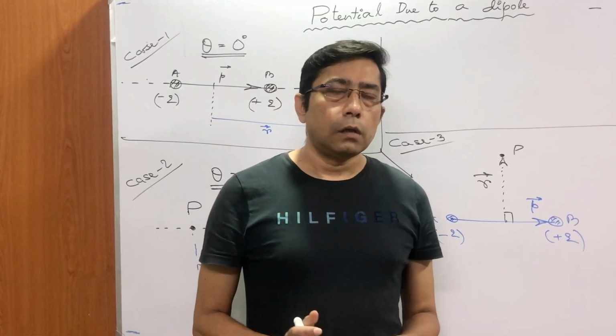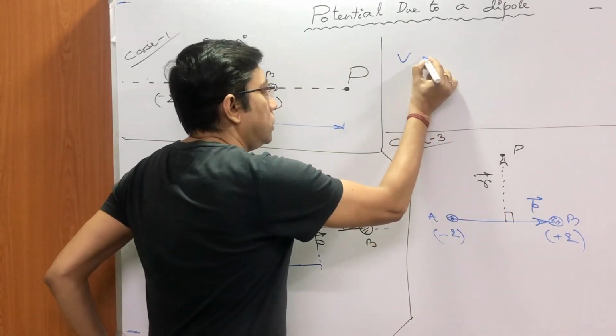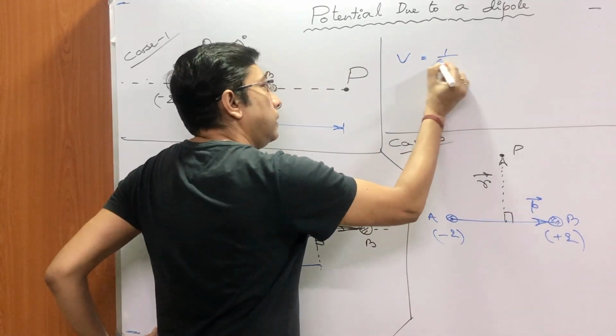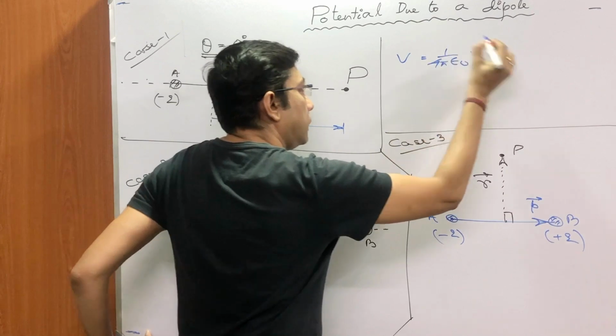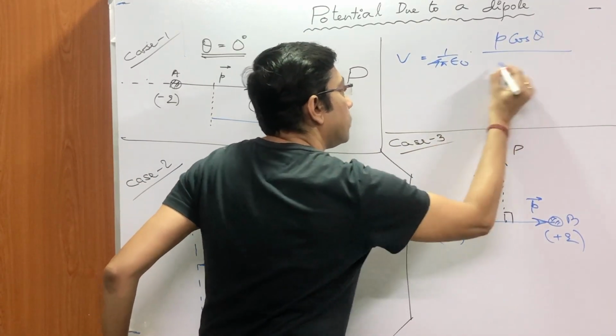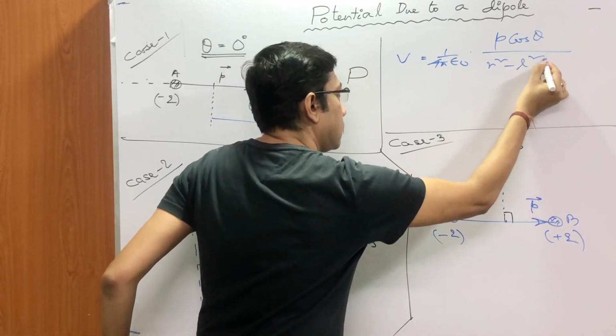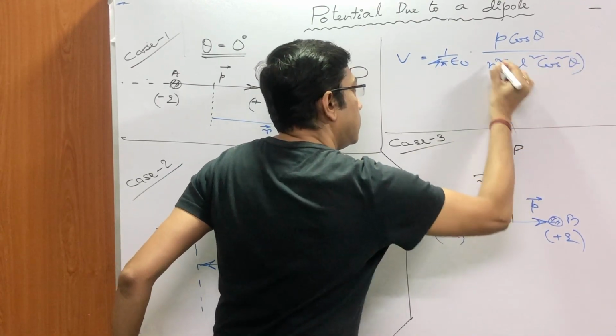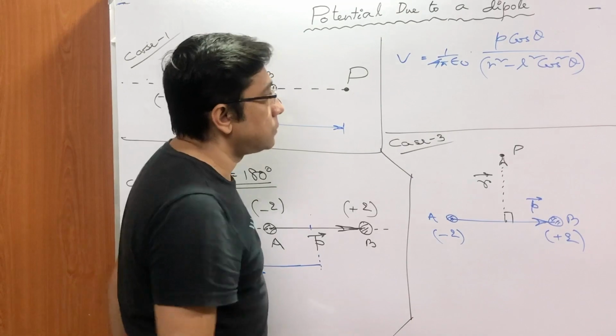So we saw that potential due to a dipole was K, that is 1 by 4 pi epsilon naught, into P, dipole moment, cos theta divided by R square minus L square cos square theta. This was the result. Now think of this.